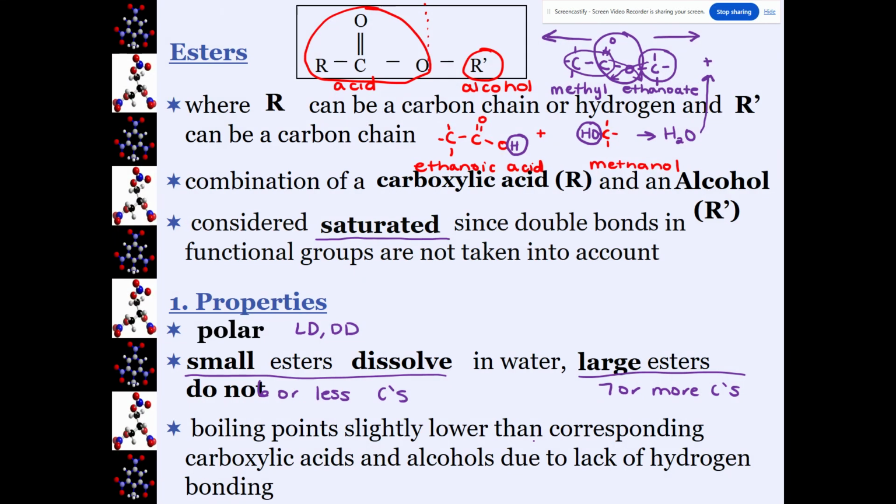Now their boiling points are going to be a little bit lower than carboxylic acids and alcohols because they do not have hydrogen bonding. At the end of this lesson, we'll actually do a review of the compounds and their different properties.